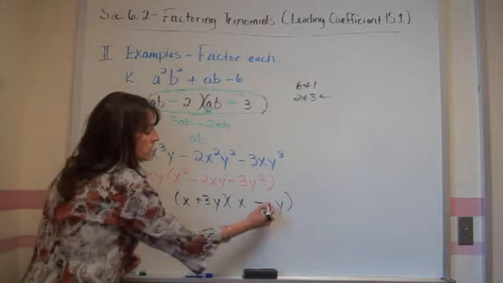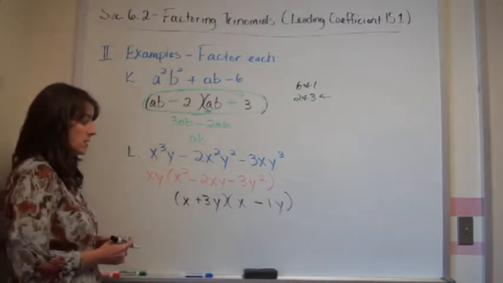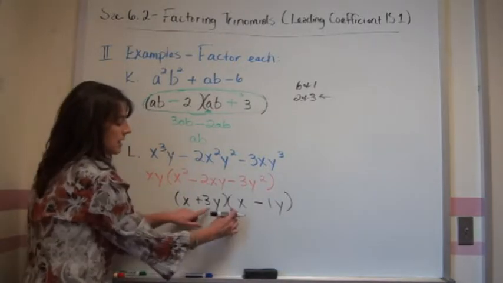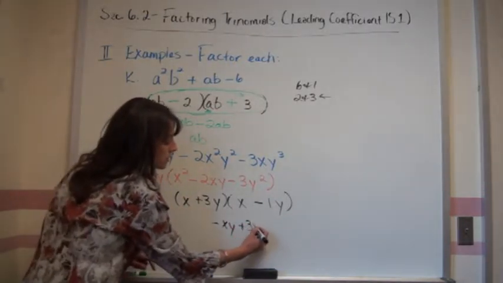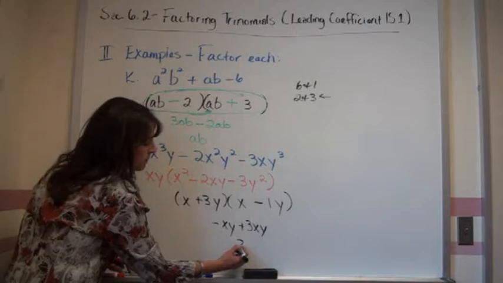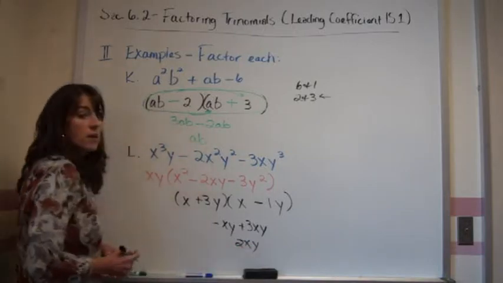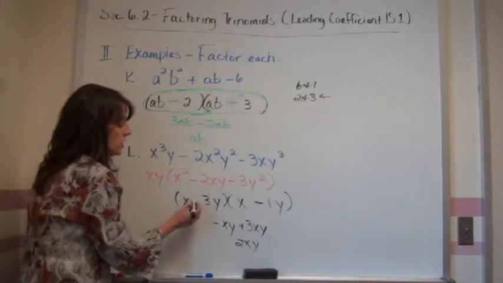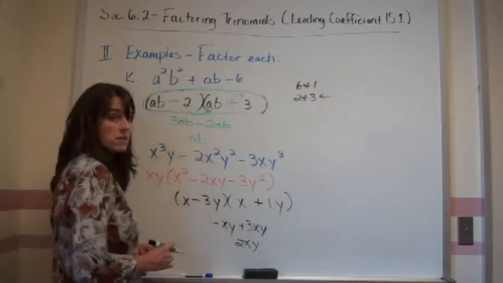So try the 3 here, try the 1 here, check your outsides and insides. Out here I get a -1xy. In here I get a +3xy. Those combine to be a +2xy. Well, again, right number, wrong sign. Super easy to fix. Just change that to a negative, change this to a positive.